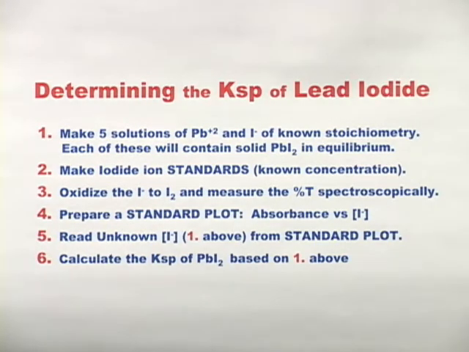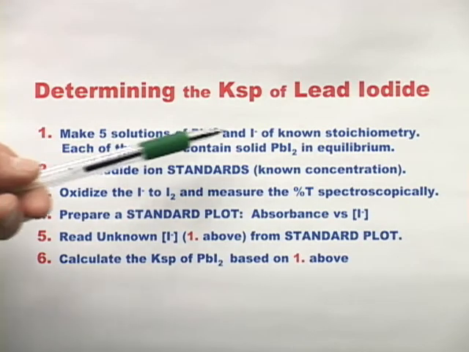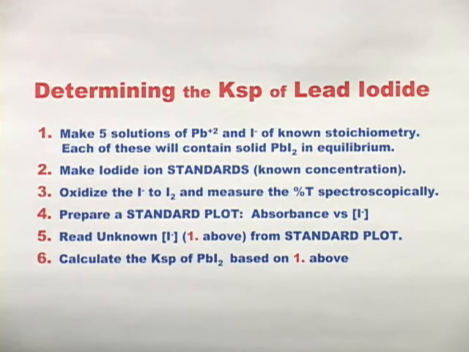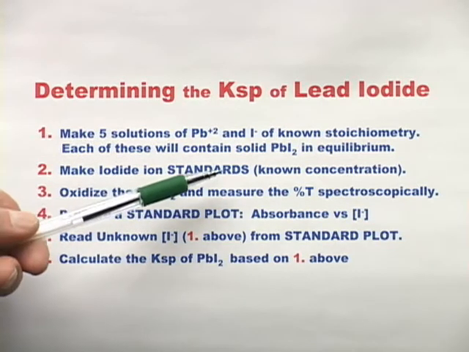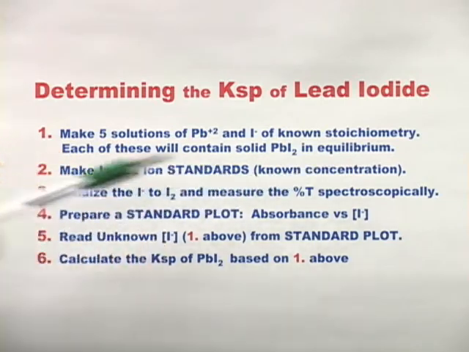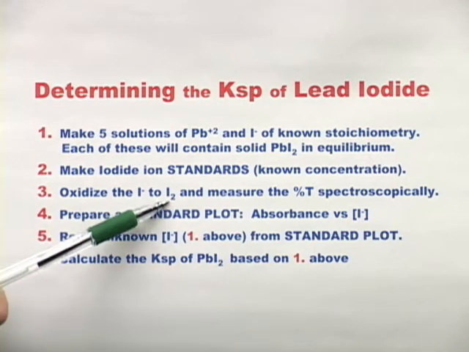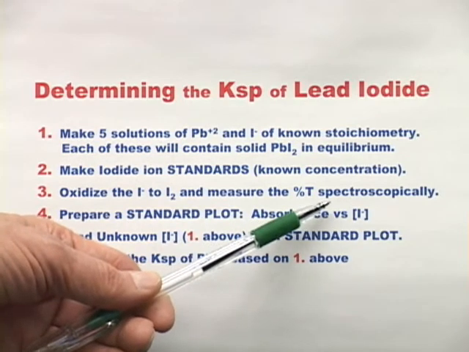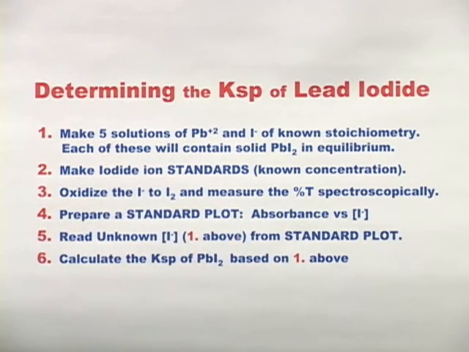experiment. You'll start by making 5 mixtures of lead ion and iodide ion of known stoichiometry. Next, you'll make iodide ion standards. These are solutions of known concentration. You'll oxidize all of these so that the colorless iodide ion is converted to brown iodine solution. And you'll measure the light transmission in a spectrometer.